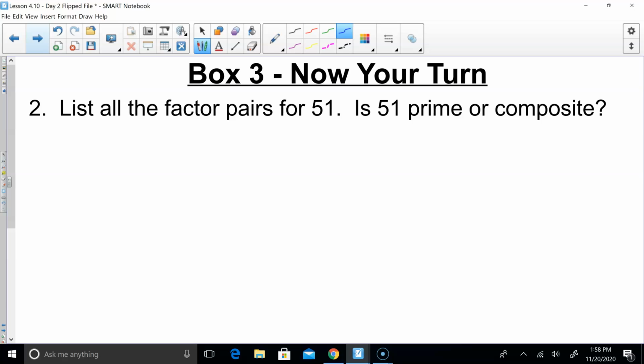And the next one you can work on is 51. So is 51 prime or composite? You can pause the video, go through all the steps, and good luck. And last but not least, is 96 prime or composite? List all the factor pairs and good luck. See, it's a lot of practicing the skill over and over to help you feel comfortable finding factor pairs.